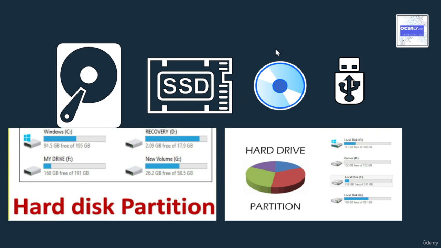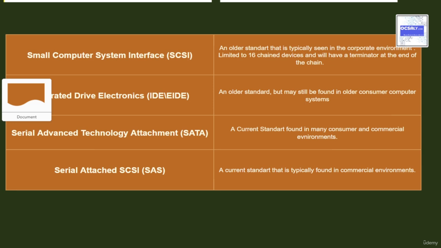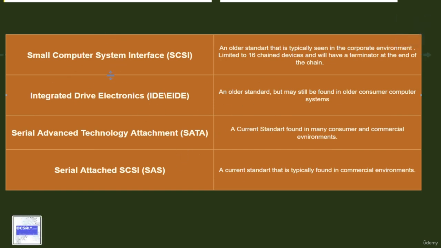For example, you may run into some of the following in this list here. Small Computer System Interface, SCSI, is an older standard typically seen in the corporate environment. It is limited to 16 chained devices and will have a terminator at the end of the chain.